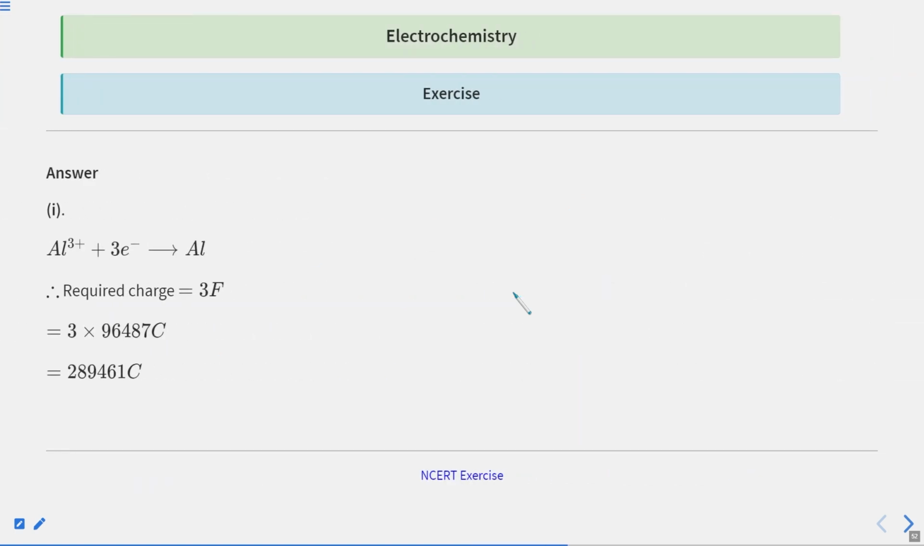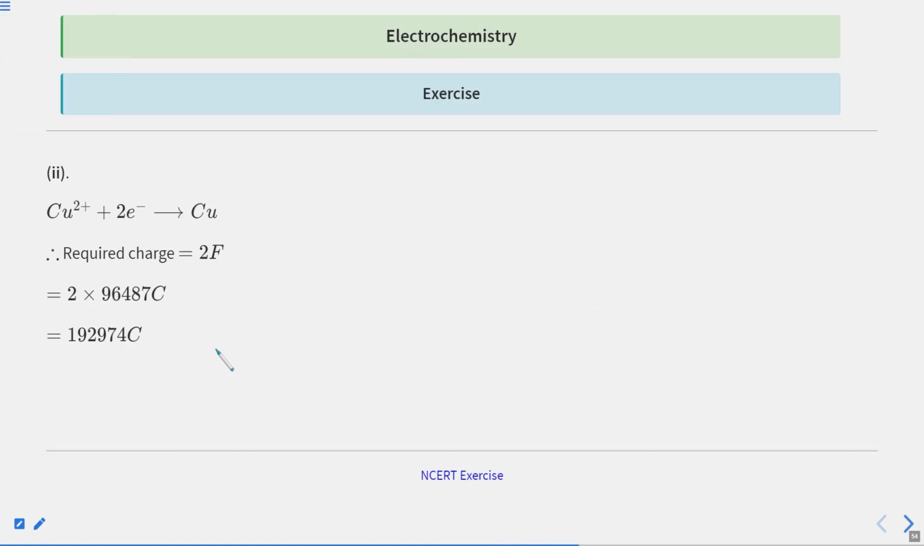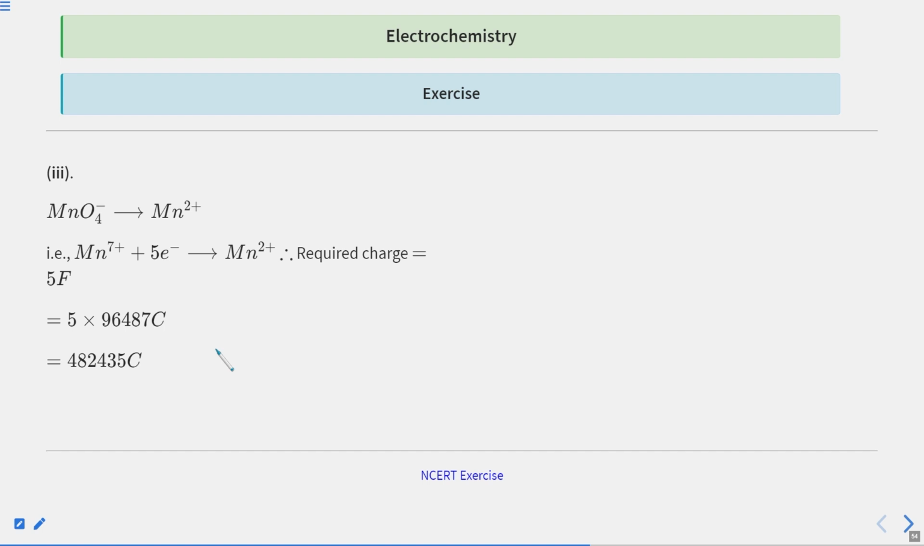Let us see the solution. So they have converted into coulomb. So coulomb will be better. I have left it in Faraday. 2F and 5F. Is it clear?